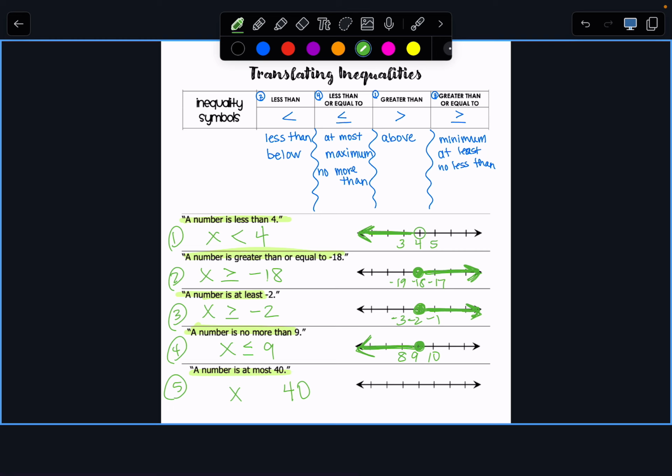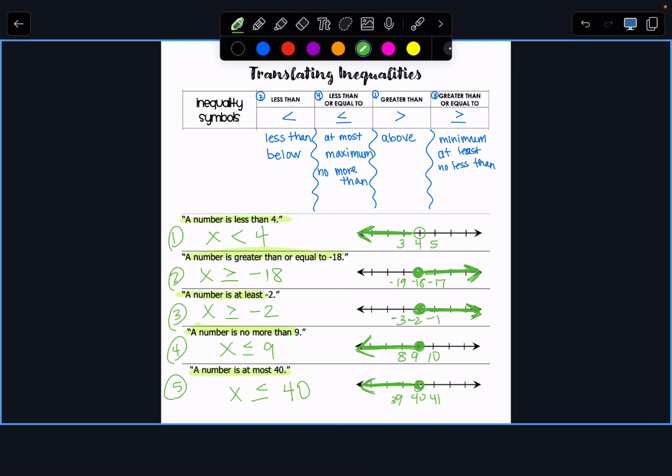And then, Jared, what do you feel about number 5? What inequality sign do we need? At most, the most it can be is 40. So 39, 40, 41. We're going to have a closed circle at 40 and shade to the left. Okay.